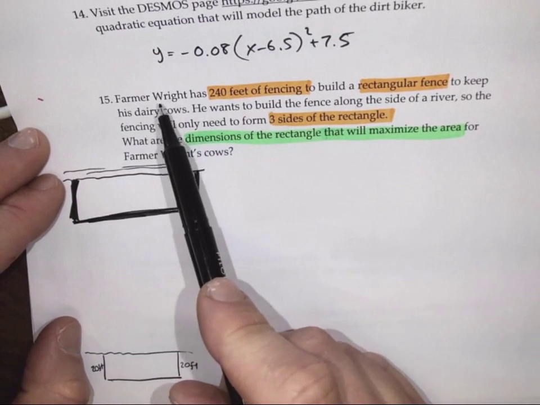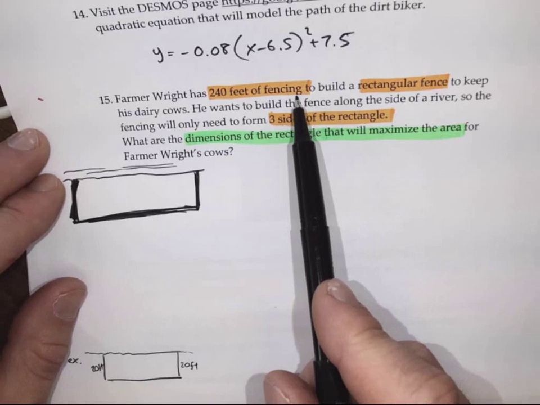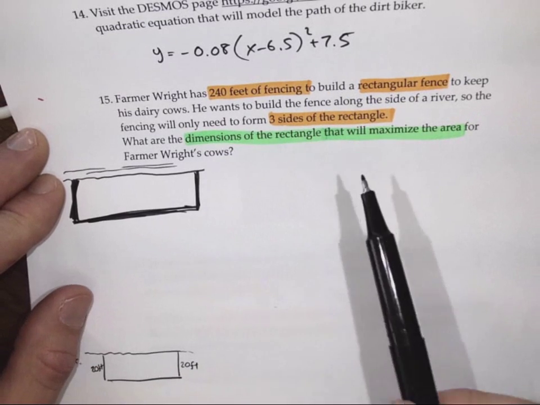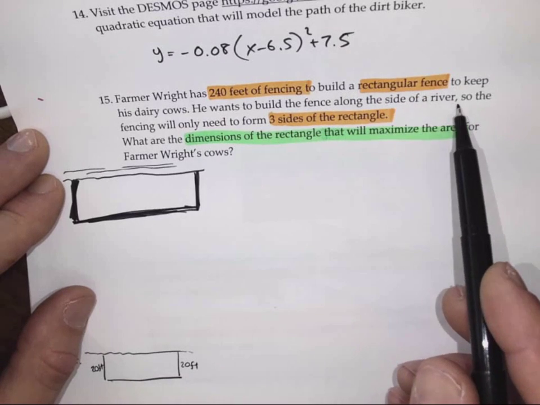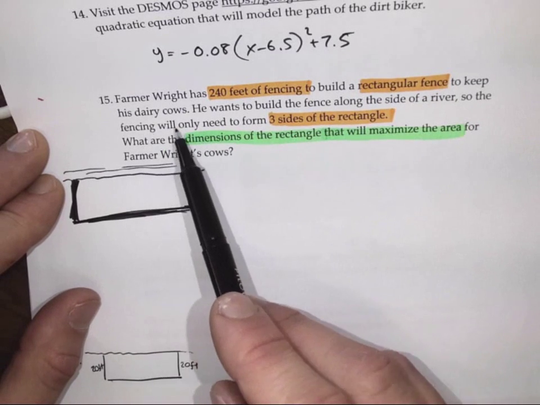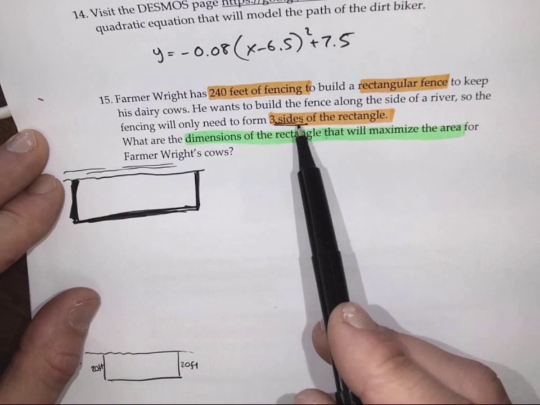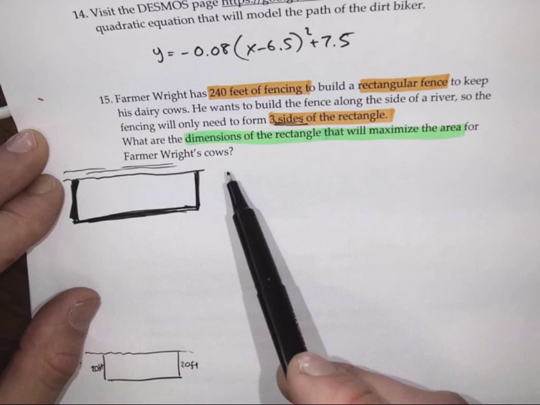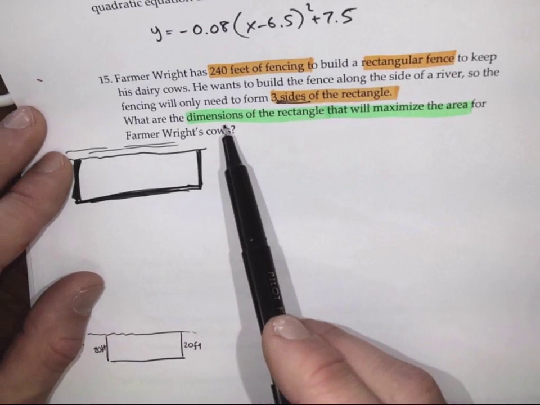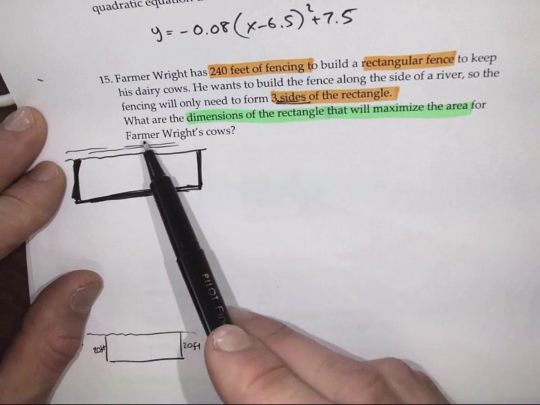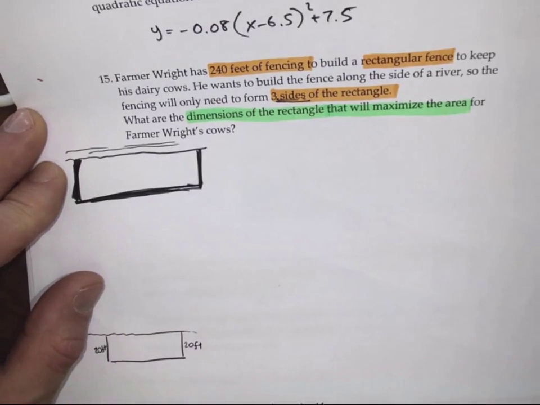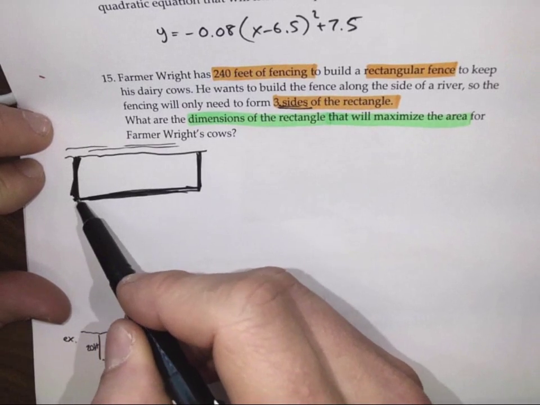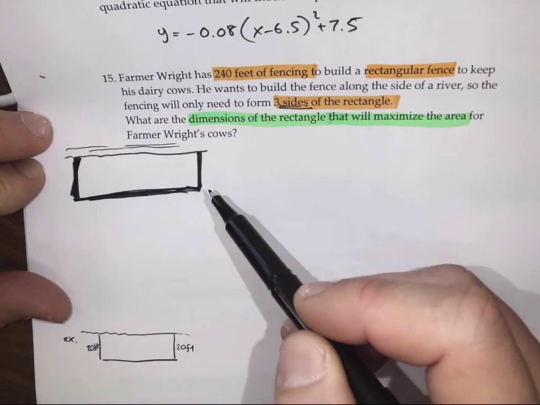We're starting with: Farmer Wright has 240 feet of fencing and he wants to build a rectangular fence. Okay, we've seen this kind of setup before. He wants to build a fence alongside a river. So we're only going to form 3 sides of the rectangle with our fencing, as the river will form the 4th side. What are the dimensions of the rectangle that will make the maximum area for Farmer Wright's cows?